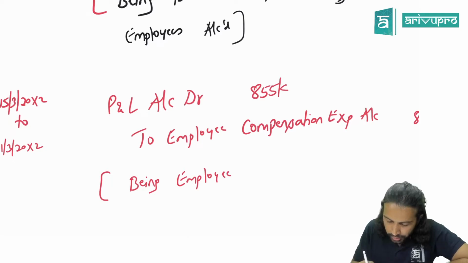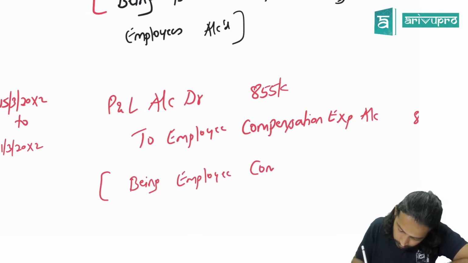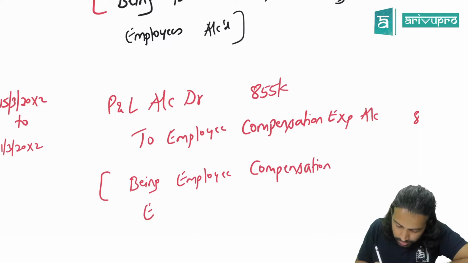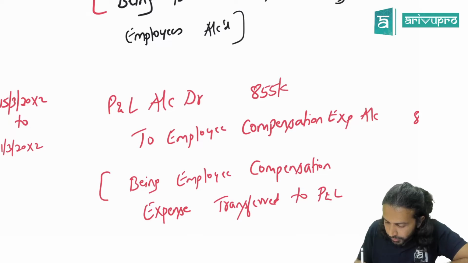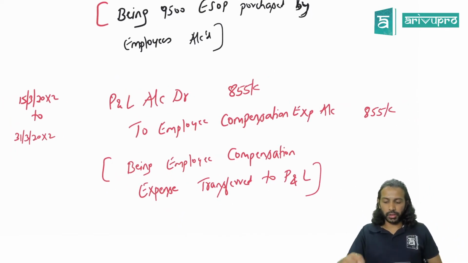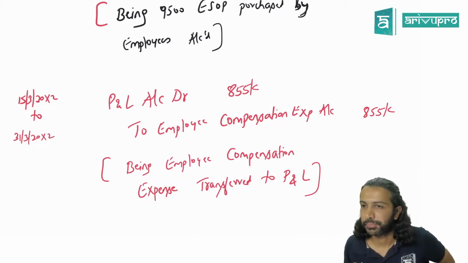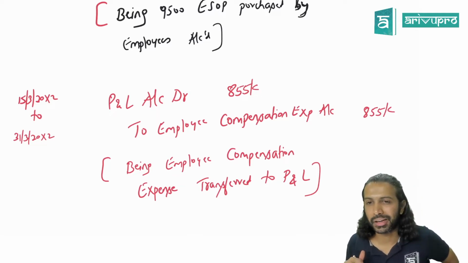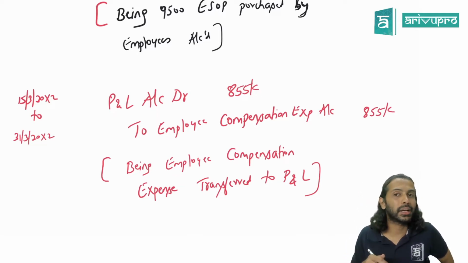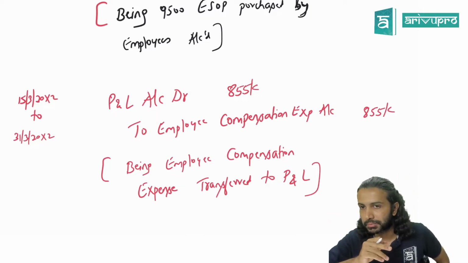Being employee compensation expense transferred to P&L. That's your narration. Problem over. That's it. A very, very simple problem. Doubtful that this will come in examination, but unless they combine it with maybe another topic. That could be a reason.